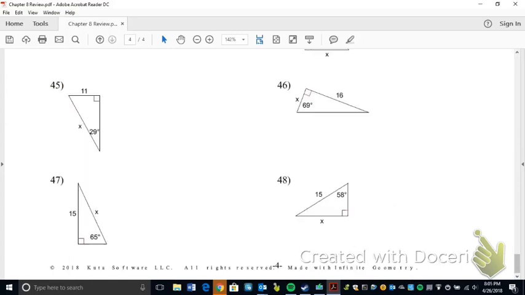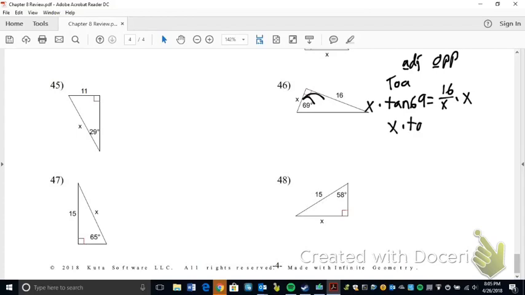So, number 46, we are given the adjacent and the opposite. So that is tangent. Tangent is opposite over adjacent. So the tangent of 69 is going to be 16 over x. Now this is tricky because the x is in the denominator. So what we're going to do is multiply both sides by x. So we get x tangent of 69 equals 16. Divide both sides by the tangent of 69.